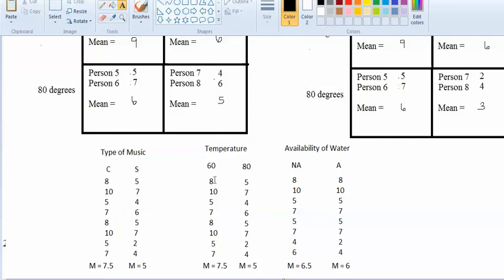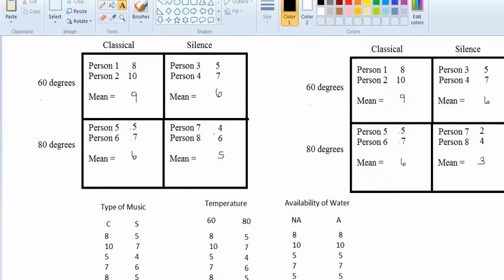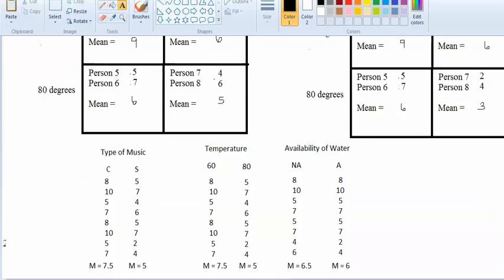What I did was I took the 8 recall scores for all people who were in the 60-degree room. And how did I get those? Well, this is 60 degrees. Those 8 recall scores were 8, 10, 5, 7, 8, 10, 5, 7. All of the 8 recall scores in this top row right here were in the 60-degree condition. So, like I said, 8, 10, 5, 7, 8, 10, 5, 7. I put those right here.